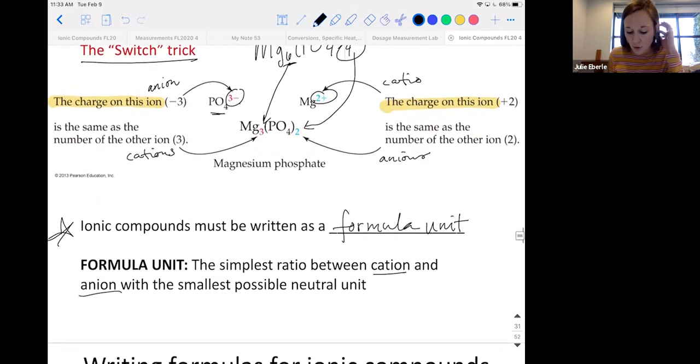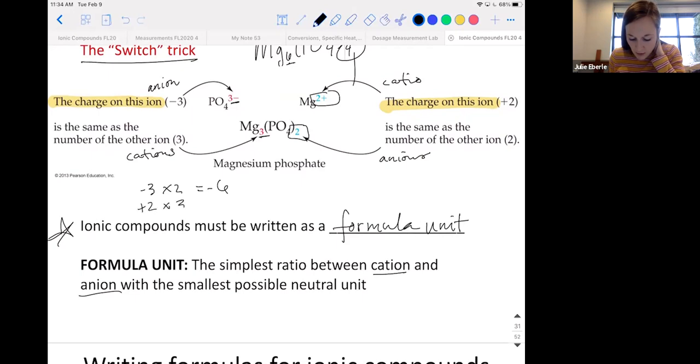And overall, it's neutral. How do I know it's neutral? We can always double, I'm going to erase. Always double check yourself. So I've got a -3 on phosphate, and I've got 2 of them. So -3 times 2 is -6. I've got a +2 on magnesium. I've got 3 of them. So +2 times 3 equals +6. And that adds up to 0.